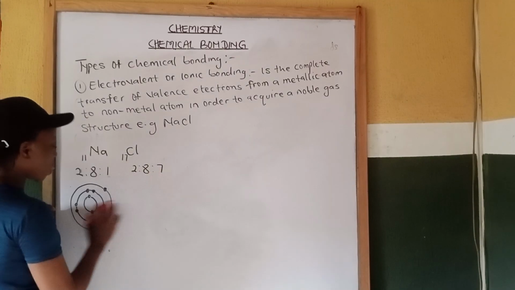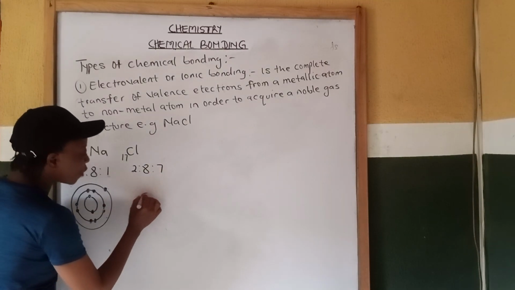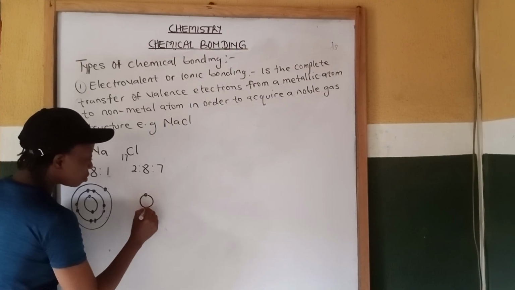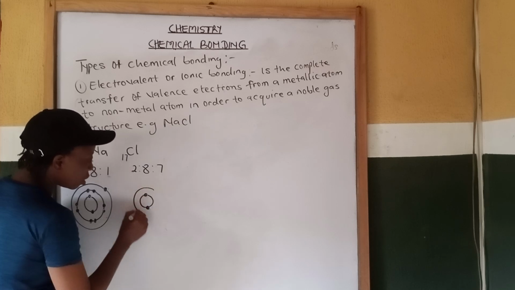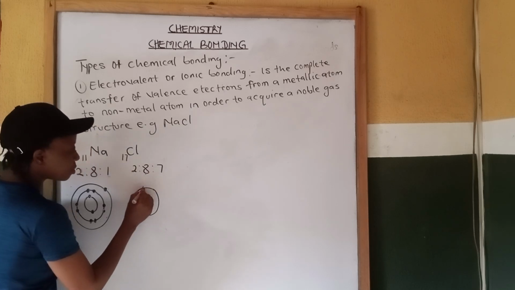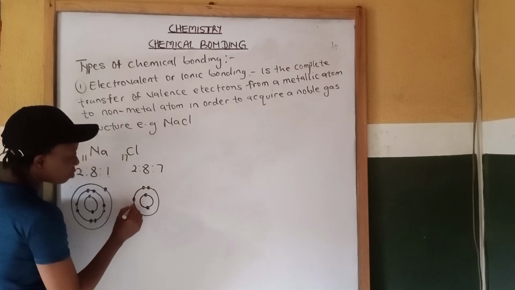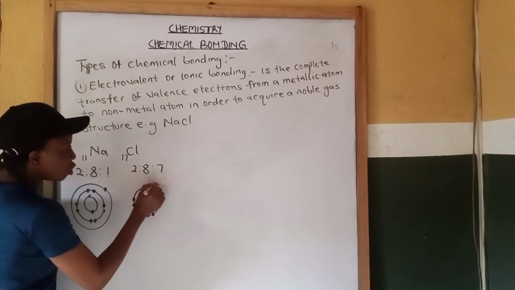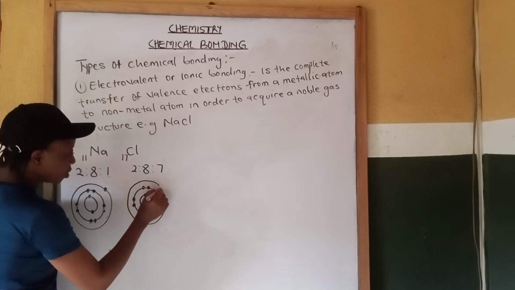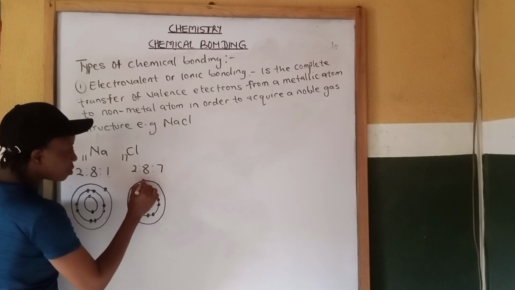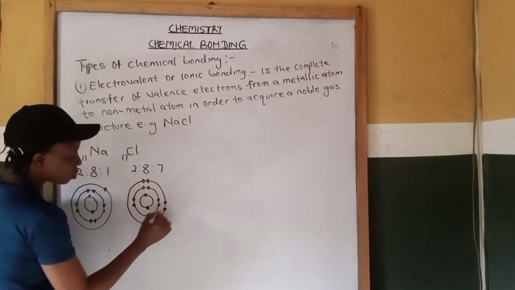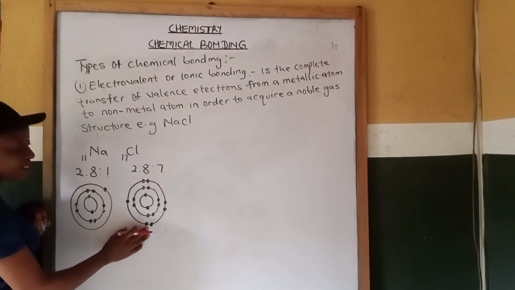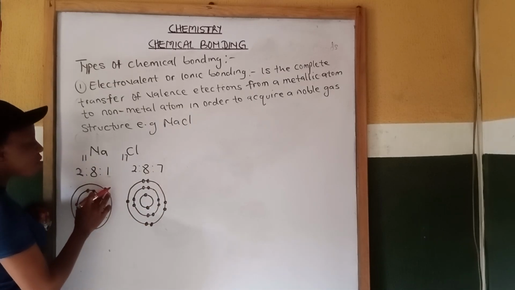So let's change it to a diagram. Let's draw the structure. The first shell will carry 2, then the second shell will carry 8, while the last shell will carry 7. So it carries 7 valence electrons. This one carries what? 1 valence electron.